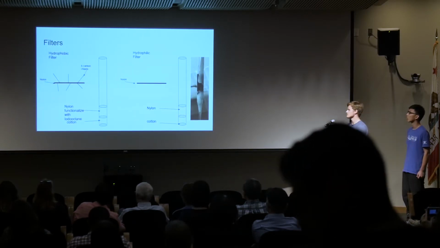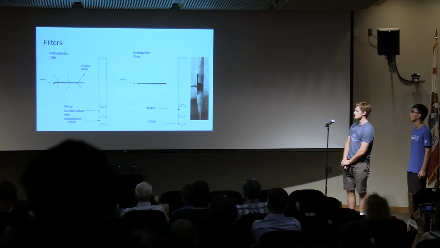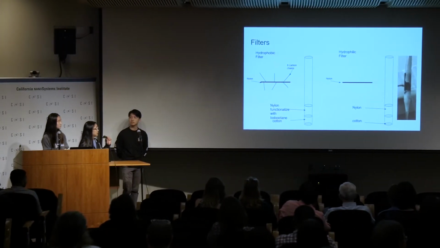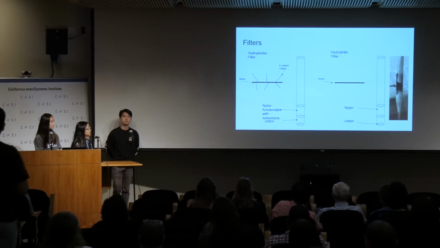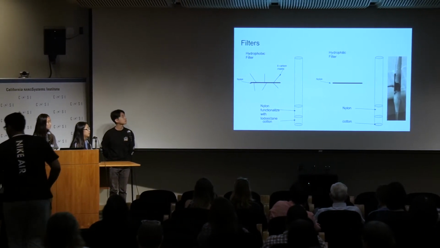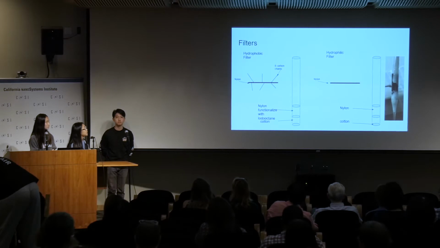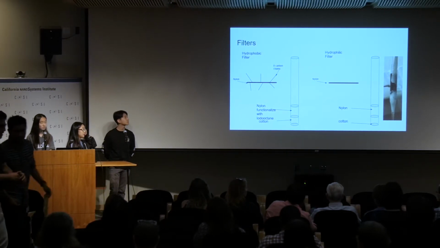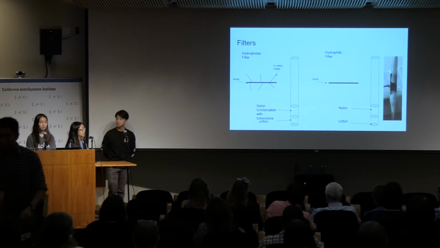These are 2 filters that we made in our glass pipettes. For the hydrophobic filter, we used cotton to keep the nylon filter in place, and we functionalized the nylon with iodoxantane to make it nonpolar, making it hydrophobic. For the hydrophilic filter, it was just cotton with nylon, and because nylon is hydrophilic, we didn't have to do anything else to it.